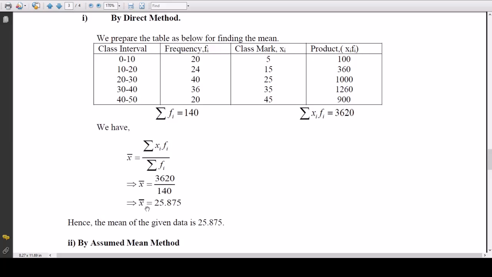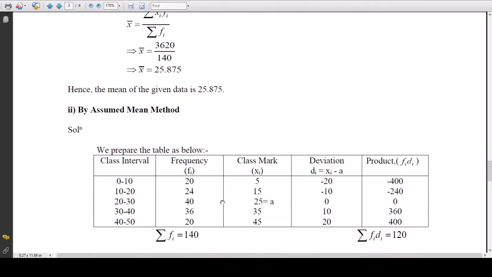Now let us try to find the average using the second method, that is the assumed mean method. Okay, now here in this second method, the first column, second column, third column will be the same thing. Different will be the deviation and the product.